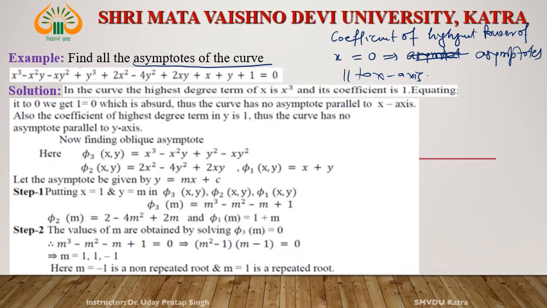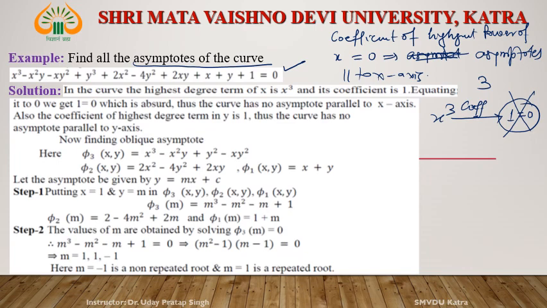See this equation. What is the coefficient of the highest power of x? The highest power of x is 3. What is the highest degree term in x? That is x cube. What is its coefficient? Its coefficient is 1, right? Equate this to 0. 1 equal to 0? No, this is absurd, right? It means this curve has no asymptotes parallel to x-axis.